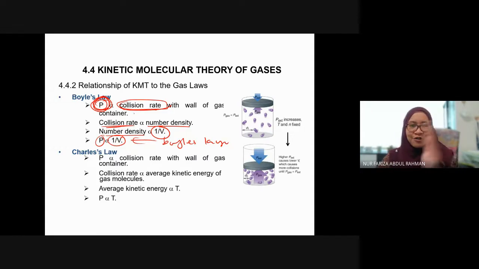Okay, when we try to correlate all of them, we end up with P is directly proportional to 1 over V, inversely proportional to volume. So that is Boyle's law. Same goes for Charles' law.